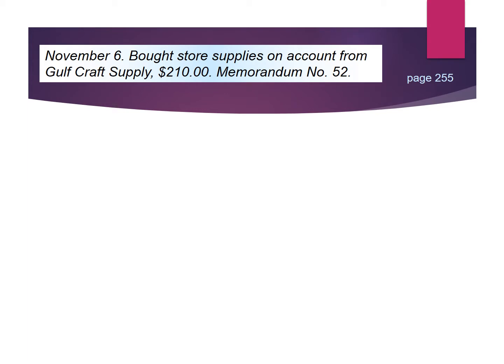Our first transaction, November 6, bought store supplies on account from Golf Craft Supplies, $210. Memo number 52. Our first question, what source document are we using? We have a memo. A memo always indicates what journal we will use. In this case, memos are always recorded in the general journal.